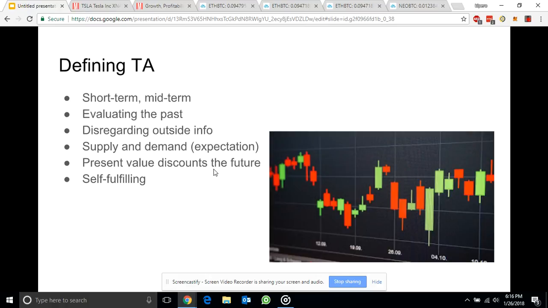So let's start by defining technical analysis. I would define technical analysis as a short-term to mid-term price analysis of an investment, which is made based on price changes, maybe volume changes, order book changes, and some other technical indicators.